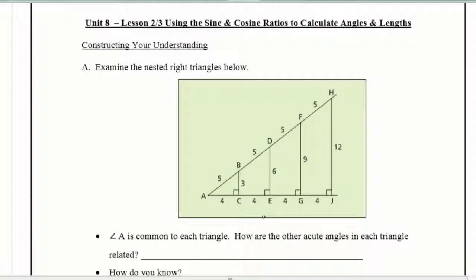So angle A, this bottom left corner, is common to all of these triangles. The first triangle, the second triangle, the third, and so forth. So how are the other acute angles in each triangle related? It turns out that the other angles are all equal. So we'll write that in.